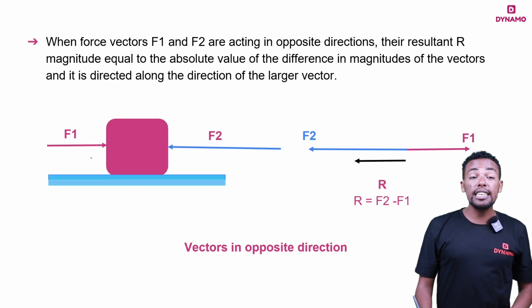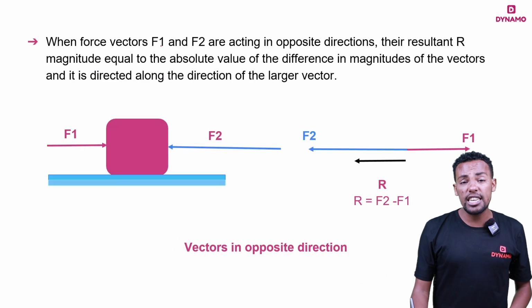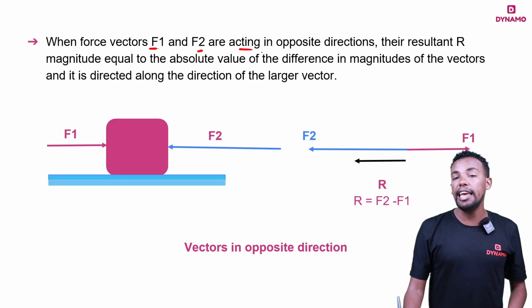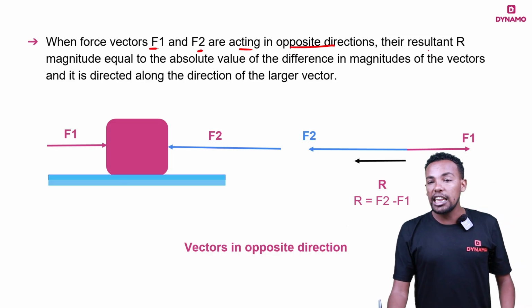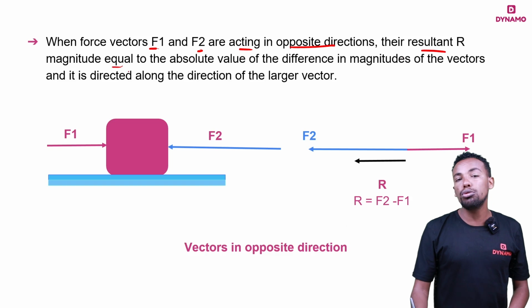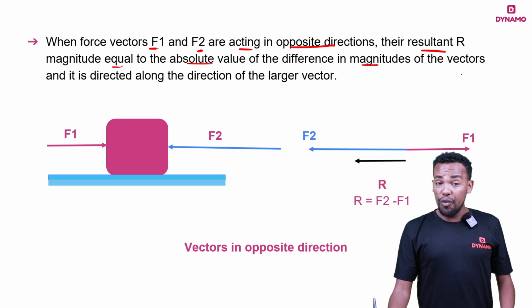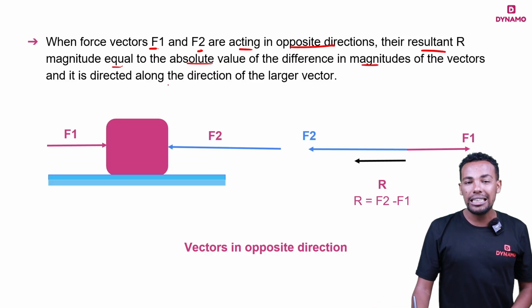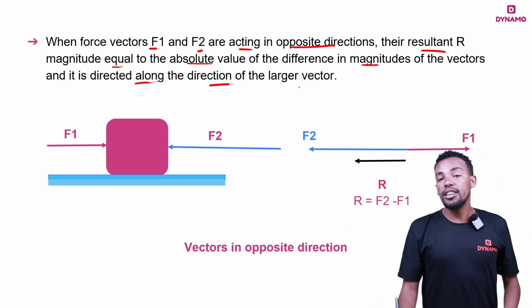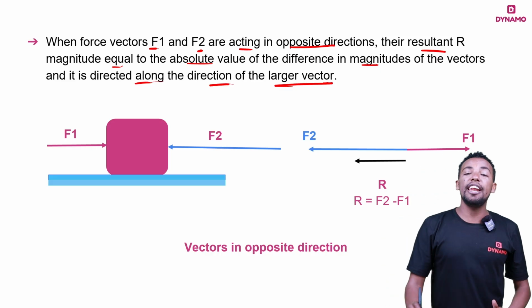Okay, the other case is what? When the force vectors F1 and F2 are acting in opposite directions, the magnitude of the resultant is equal to the absolute value of the difference in magnitude of the vectors, and it is directed along the direction of the larger vector.